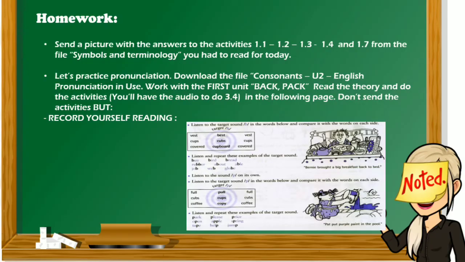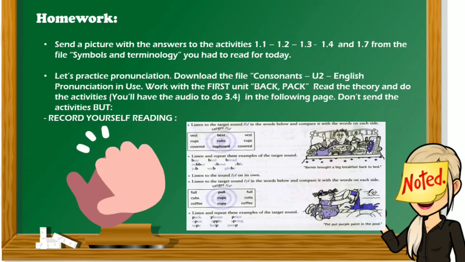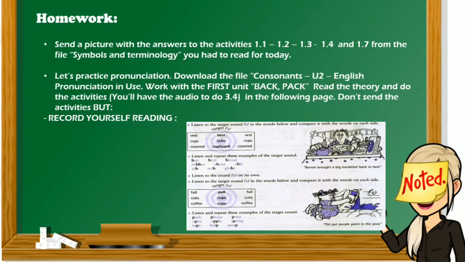Okay, so homework. This is the last part. You are going to send a picture with the answers to activities 1, 2, 3, 4, and 7 from your Symbols and Terminology chapter, the chapter that you have to read for today, because this week up to next week we are going to work only with activities. You're not going to read theory, just activities. So send a picture of those activities in your chapter. To do the activities, you have to read the chapter. So if you haven't read, it's a problem. But if you have read, you're going to solve it.